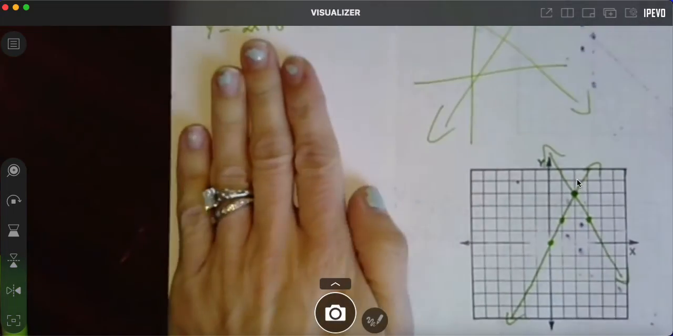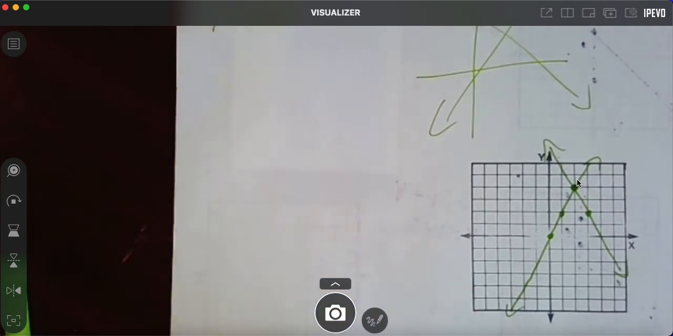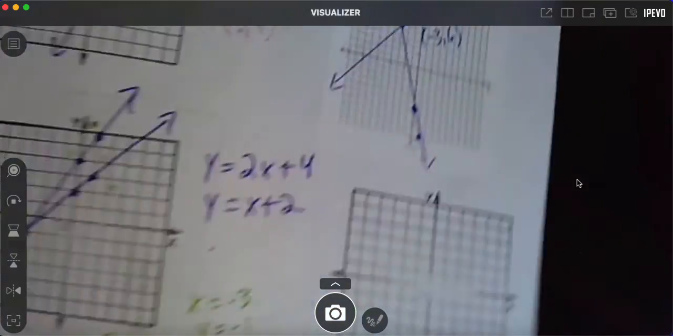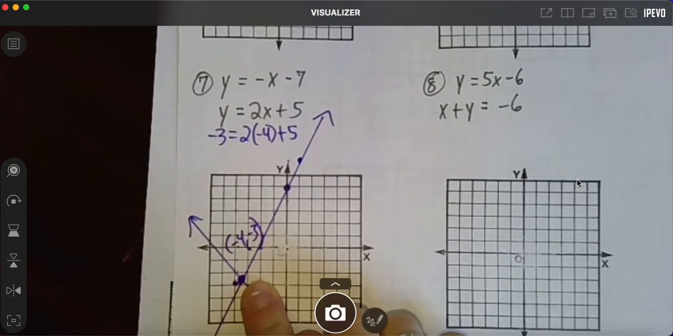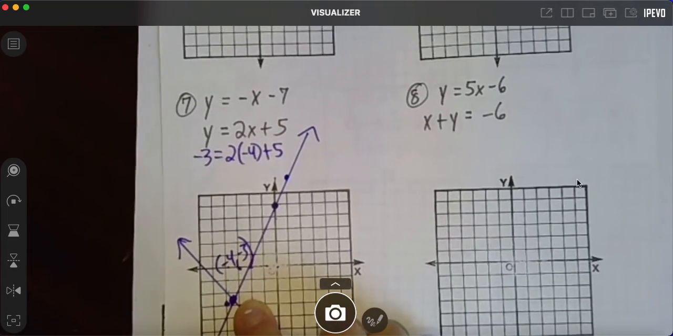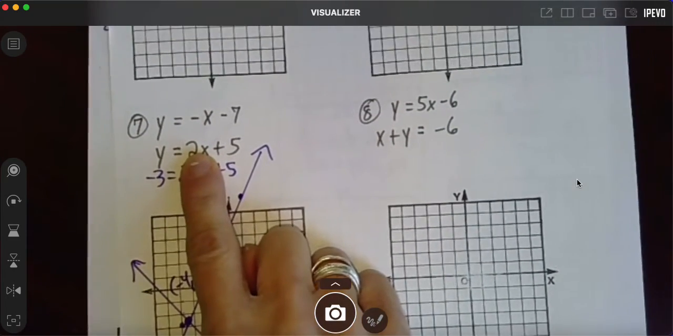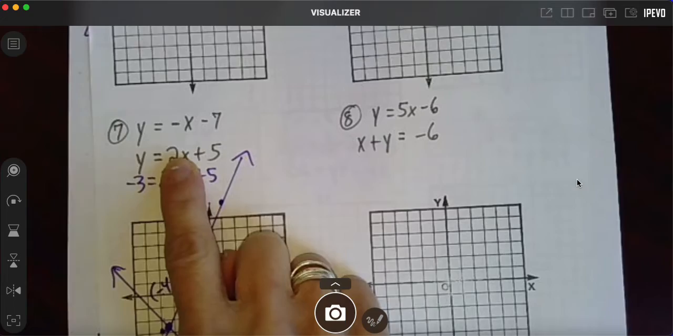Say that I graphed it on my own, and it was crazy. Let's go back to number 7. I graphed it, and I can't tell where my answer is. So guess what I can do? I could type these in my calculator and find where they intersect.